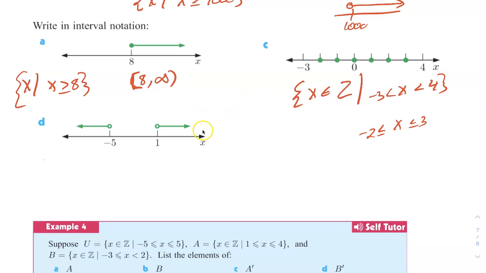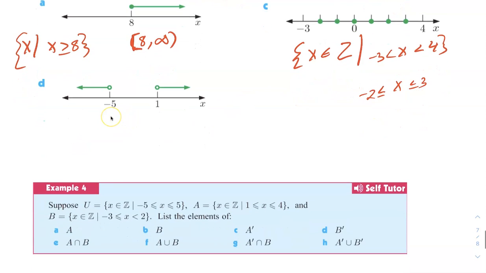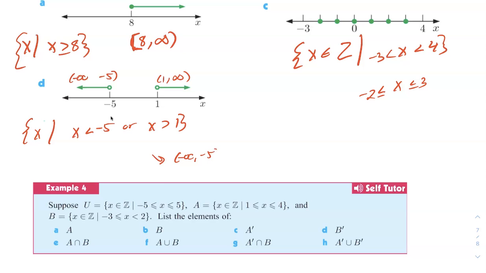Equivalent. This one, if I was doing set builder, just do the way you see it. So x such that x is less than -5 or x is greater than 1. If you want to do interval notation, you would say you're going from -infinity to -5, and 1 to infinity.